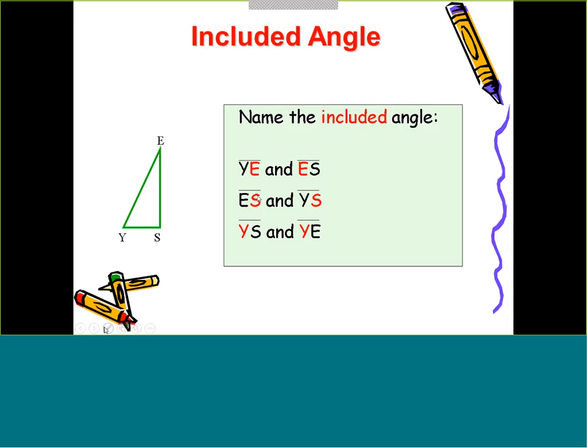Name the included angle here. If I was referencing segment YE and segment ES, the included angle for those two segments would be angle E. If it was ES and YS, the included angle would be angle S, because that's the one that falls between them. And then YS and YE: here's YS, here's YE. The angle that falls between them would be angle Y. That is the included angle.